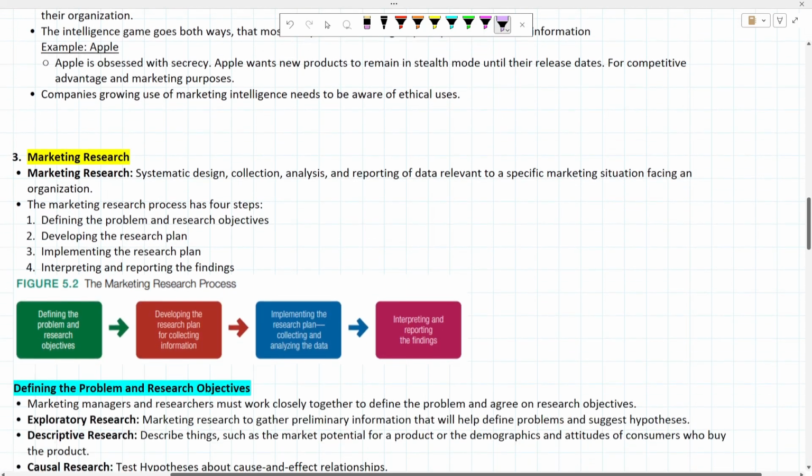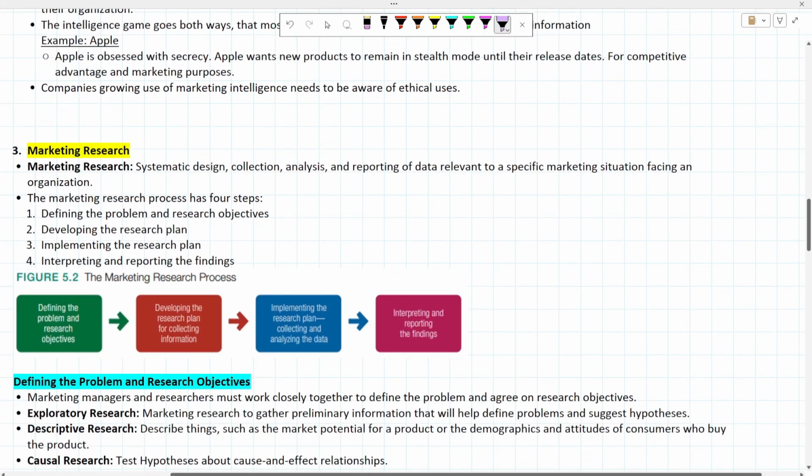So 3, marketing research. Marketing research is the systematic design, collection, analysis, and reporting of data relevant to a specific marketing situation facing an organization. The marketing research process has 4 steps. Step 1, defining the problem and research objectives. Step 2, developing the research plan. Step 3, implementing the research plan. And then step 4, interpreting and reporting the findings.